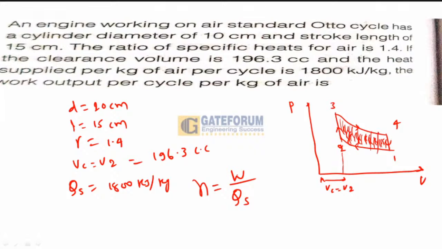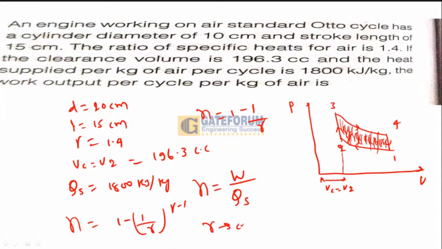So now first you have to calculate efficiency, and you know how you can calculate it: 1 minus 1 upon r. Okay, write down here, efficiency equal to 1 minus 1 upon r whole to the power gamma minus 1. Since it's an Otto cycle, this will be our equation. But in this question you can find r is not given. What is r? This is the compression ratio. Compression ratio is not given, my dear friends.